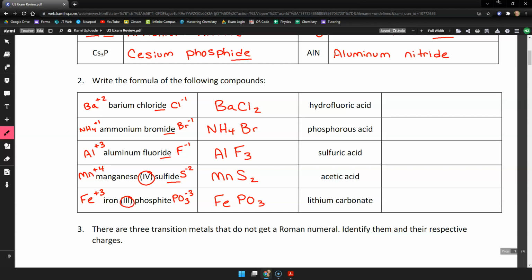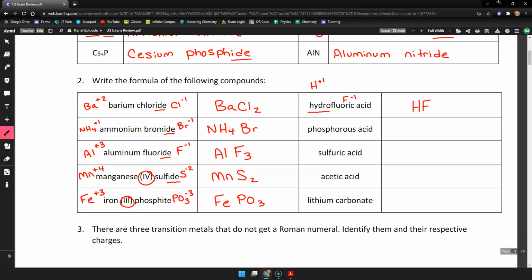All right, moving on. We have hydrofluoric acid. Okay, so hydro means that we do not have an oxygen. We're just going to have hydrogen. Hydrogen is always just a +1. And then fluoric is fluorine. Fluorine on the periodic table is a -1 charge. So we just push these together. It's just going to be HF.